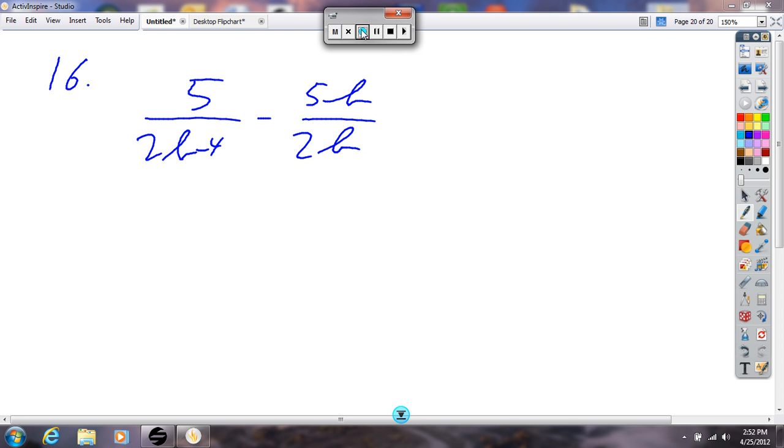What should I do first in this problem? We have to find the common denominator. What do I have to do for that? I have to factor this one, right? So that gives me 2b minus 2. Right? Before I do the common denominator, is there anything else I can do that makes this problem easier?